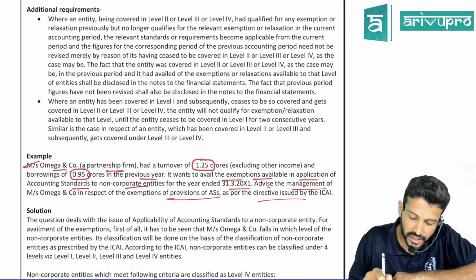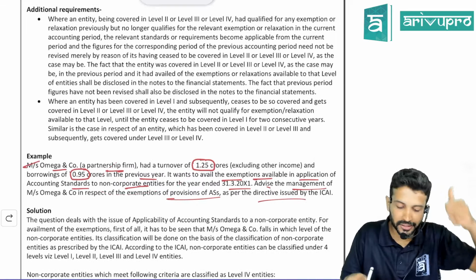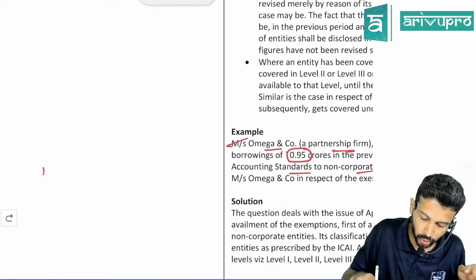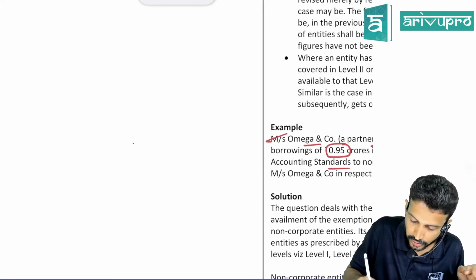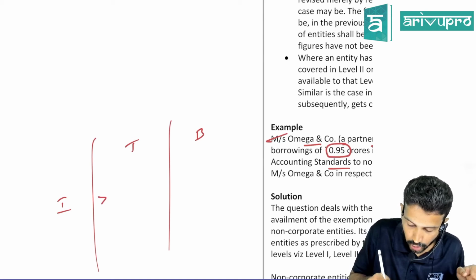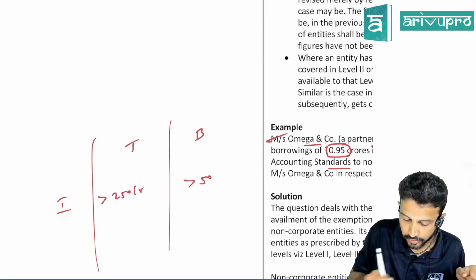Tell me, sir, which entity is this Omega? First of all, tell me the limits again. Let me write it once again for you. What are the level 1 limits? This is turnover, this is borrowing. For a level 1 entity, the turnover exceeds 250 crore and borrowing exceeds 50 crore.